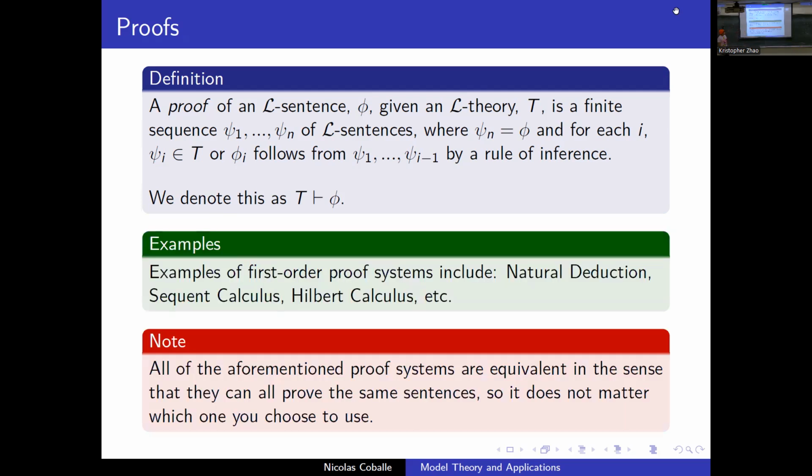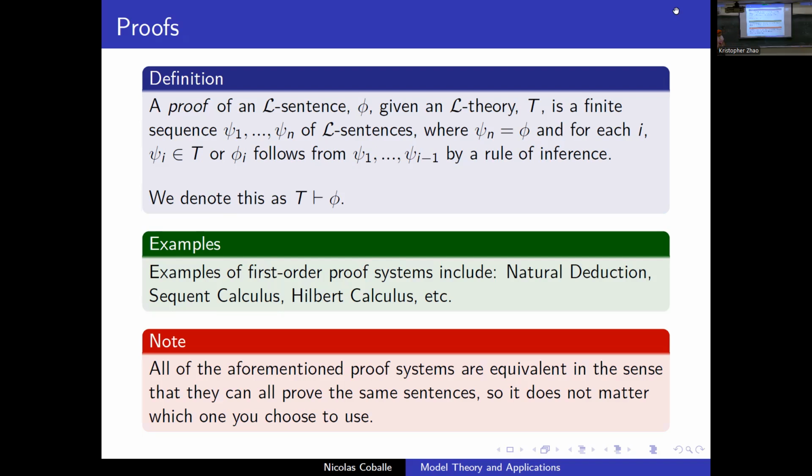Some examples of first order proof systems include, if you've done any logic courses, you'll probably run into natural deduction, sequent calculus, Hilbert calculus, that kind of stuff. And all these things are basically the same. They can all prove the same amount of stuff, so it doesn't really matter which one you use. Does anyone have any questions? Is this clear? A proof is just a finite sequence of steps that you can get by our rules of inference.